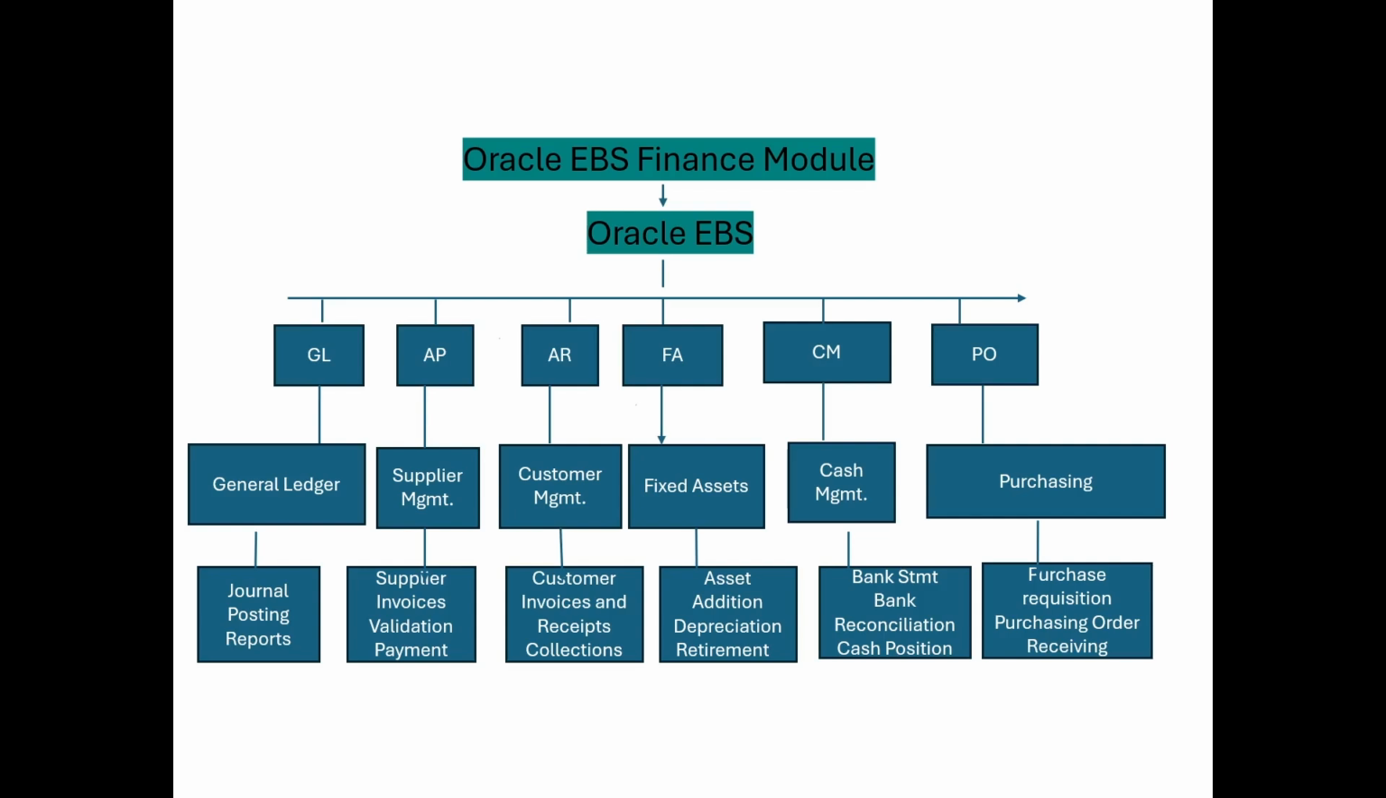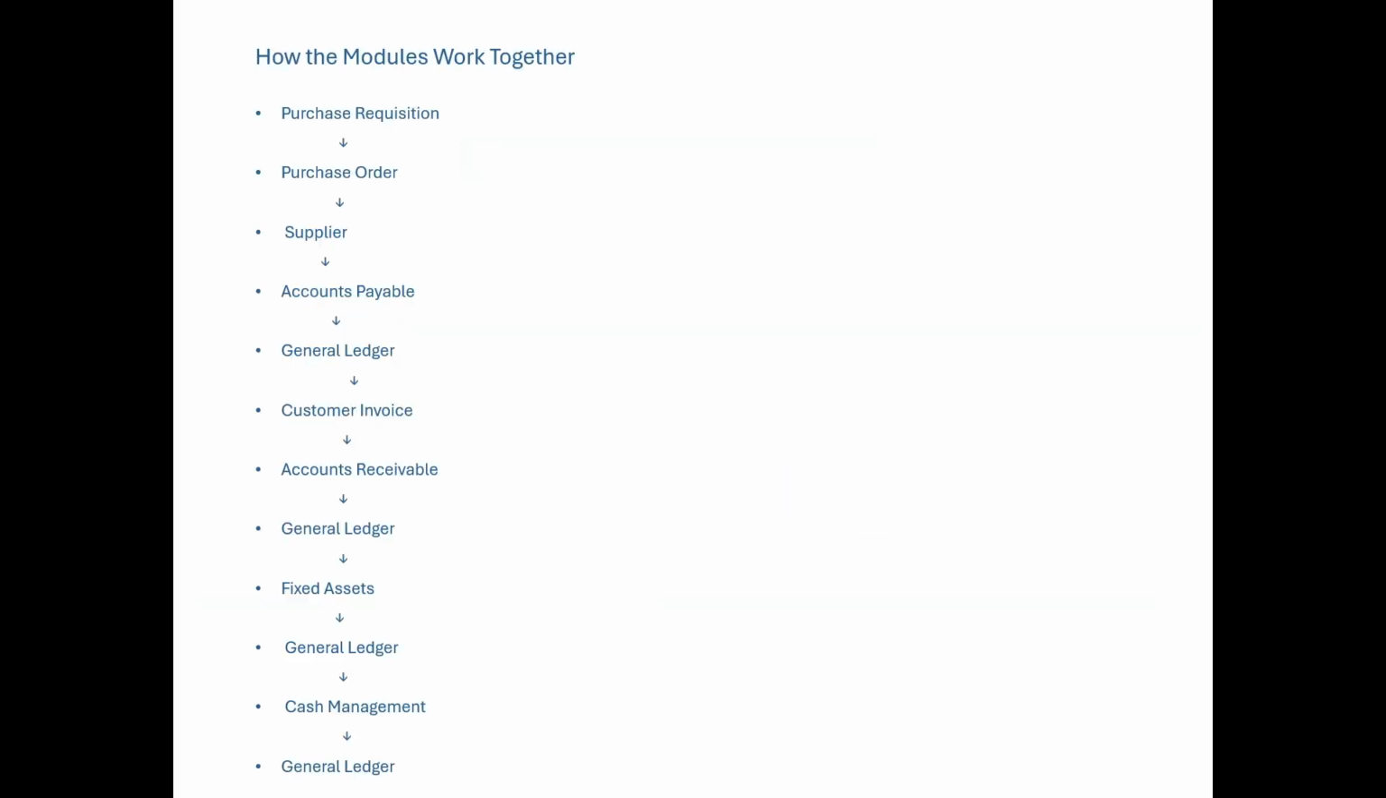So how the modules work together, we can find out on the next slide. Let's move to the next slide. So this is the structure. As you can see, all the Oracle EBS financial modules are integrated with each other. They do not work independently. A transaction that starts in one module automatically flows to the next module based on the business process.